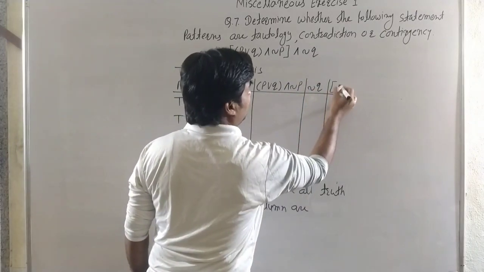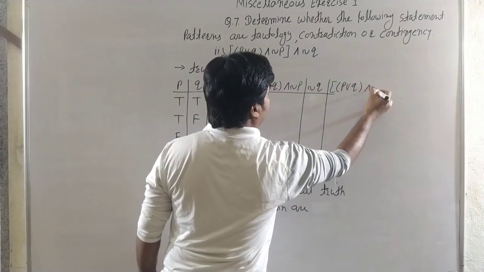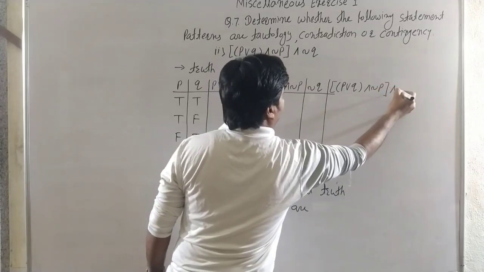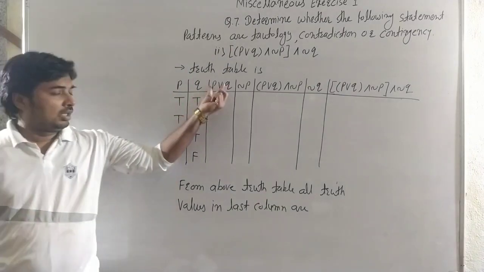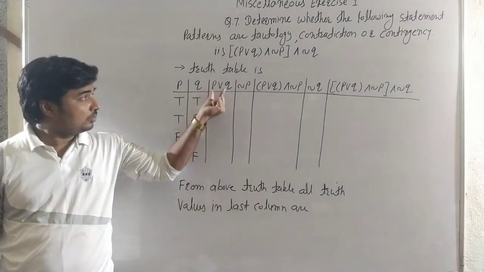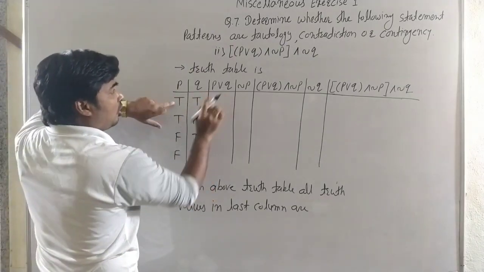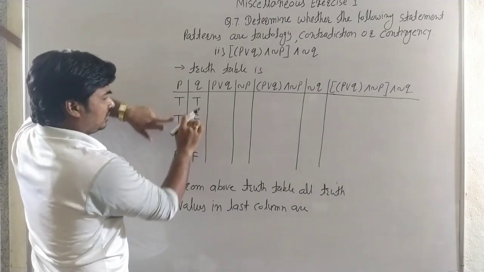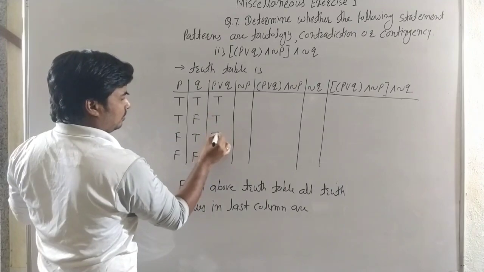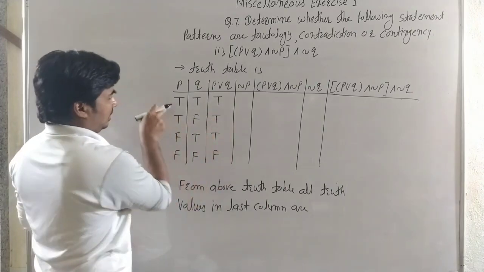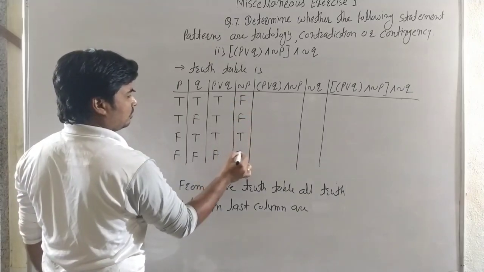And lastly, the given statement pattern is (P or Q) and negation P and negation Q. Now find the truth values of these statements. P, Q, it is OR. In the OR, if at least one is true, then the result is true. That means only the last case is false: true, true, true and false. Negation P: P is true, true, false, false, therefore negation P is false, false, true, true.